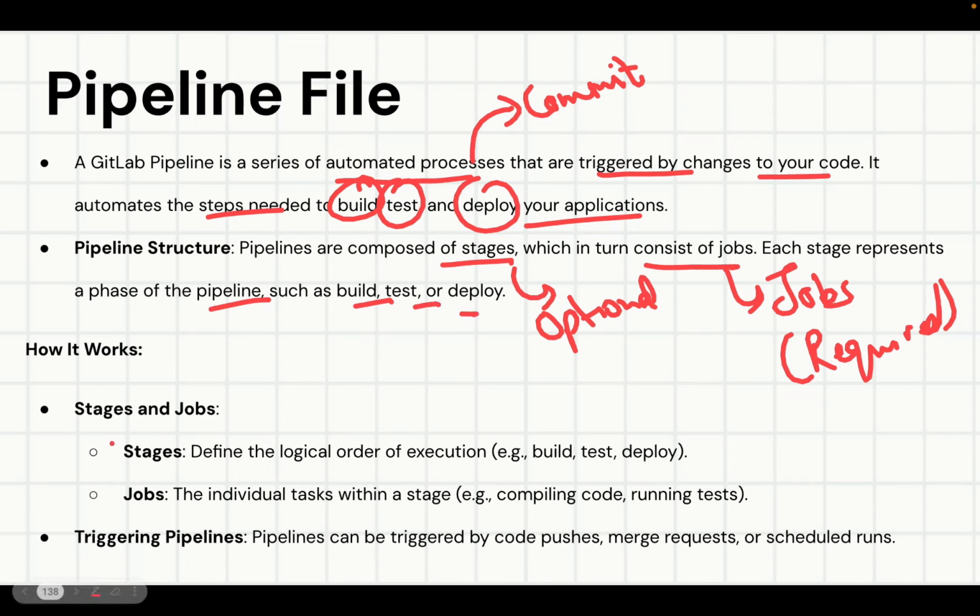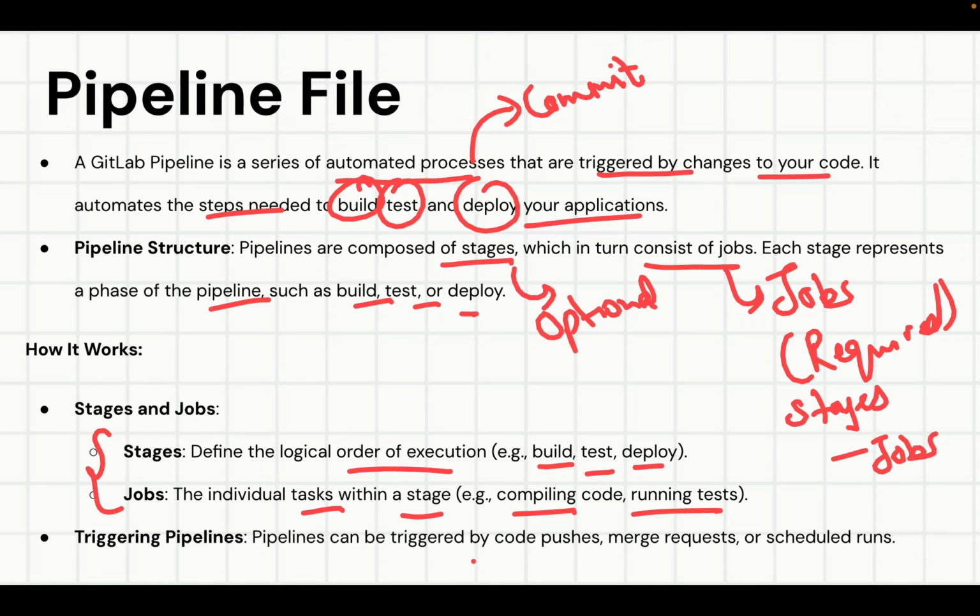So how does it work? It has stages and jobs. Stages define the logical order of the execution. Let's say you are building, testing and deploying; in a project we work on several phases, and those will be included in the stages. Jobs are individual tasks to achieve things within a stage, like compiling code or running tests. So stages have jobs. And how can we trigger the pipeline? The triggering of the pipeline can be done by code pushes, merge requests, or even scheduled runs. So scheduling of jobs can also take place in GitLab.